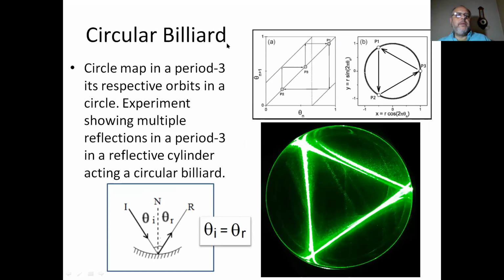Let's see the circular billiard circle map in a period 3. We saw period 2, and here we can see a period 3 using the law of reflection. So the circle map for period 2, period 3, 1, 2, 3, 1, 2, 3, and for a cylindrical mirror we have this period 1, period point 1, point 3, point 2, a direct mapping of this.